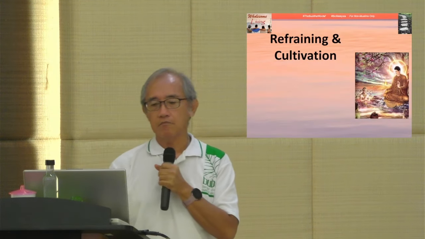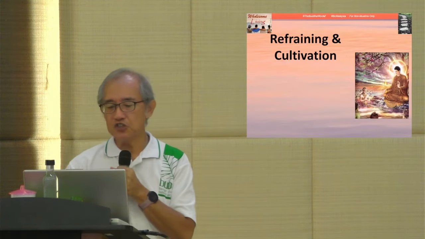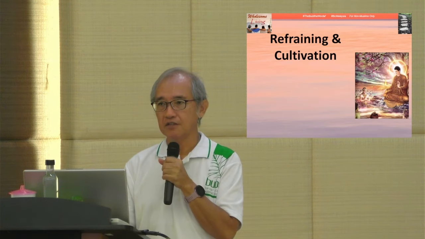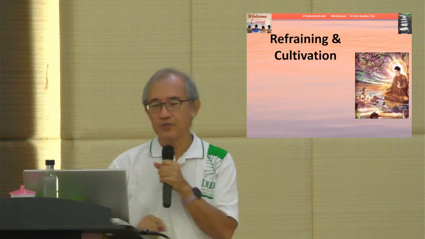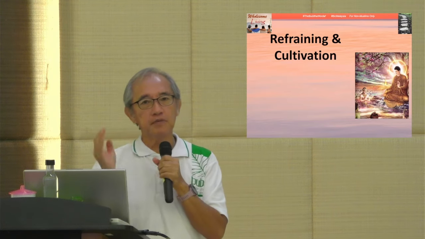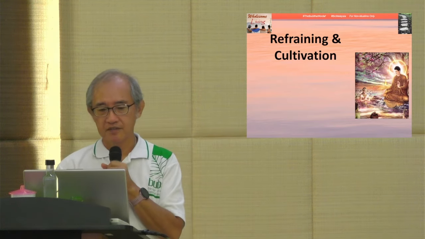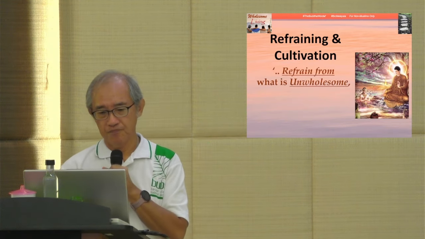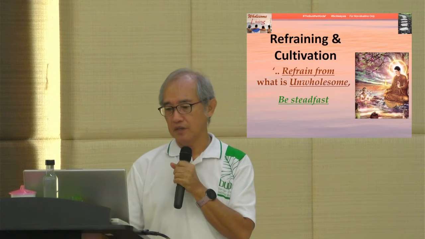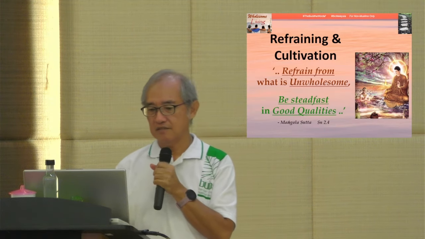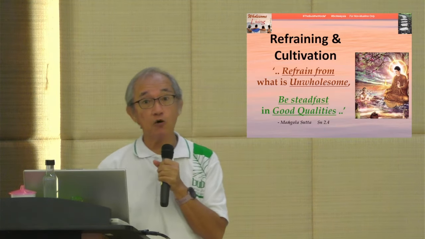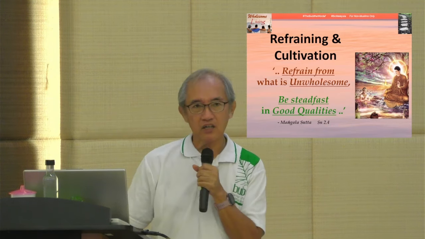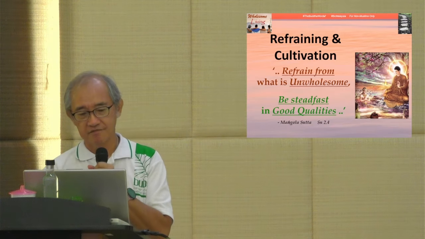Now, ethical training, virtue training, or moral training in Buddhism is about refraining and cultivation. Refraining means please don't do. Cultivation is please do. So these are the 2 aspects. Refrain from what is unwholesome, unskillful. Be steadfast in good qualities. And this advice is given in the Mangala Sutta, the Sutta on blessing. Those who like to have good luck can also read the Mangala Sutta. A long list of that, 38.